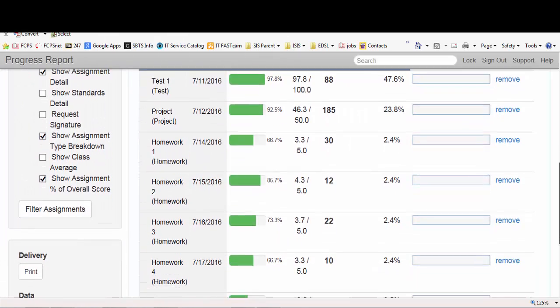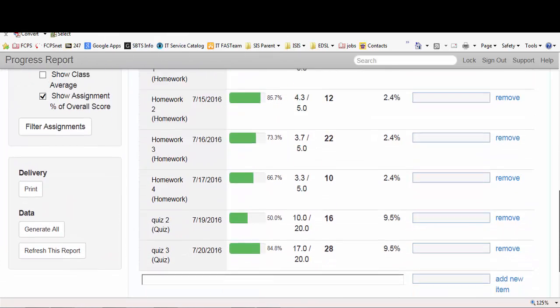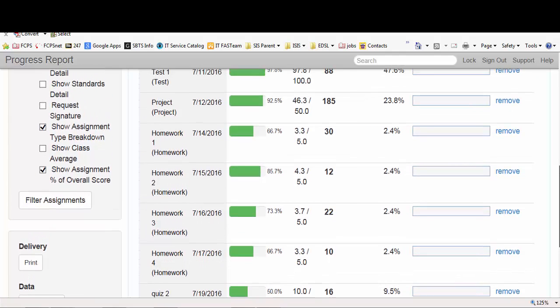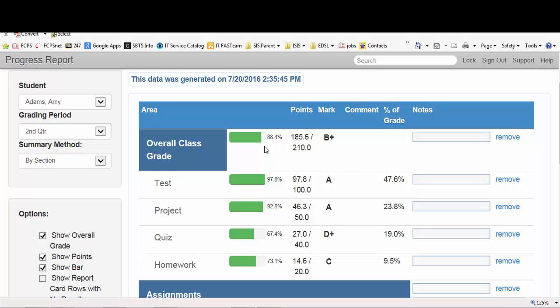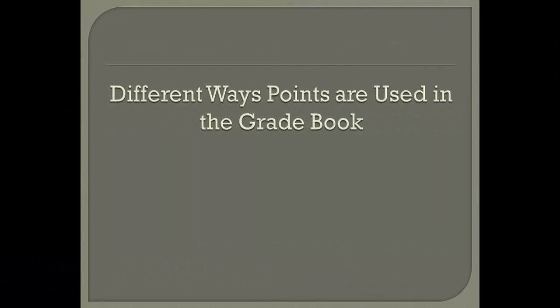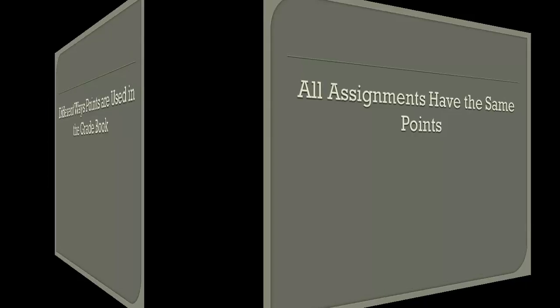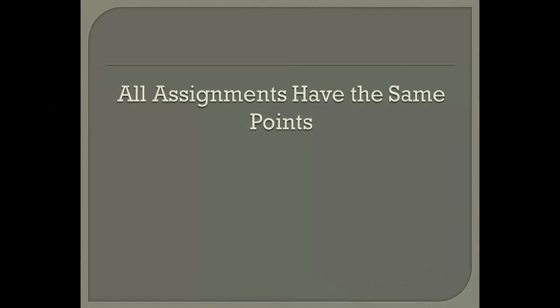In this example, the points possible are added together and the points awarded to the student are added together. The points awarded divided by points possible equals 88%, which is a B+. Now we are going to look at 3 examples of how teachers use points in a total points gradebook. In the first example, all assignments have the same points.